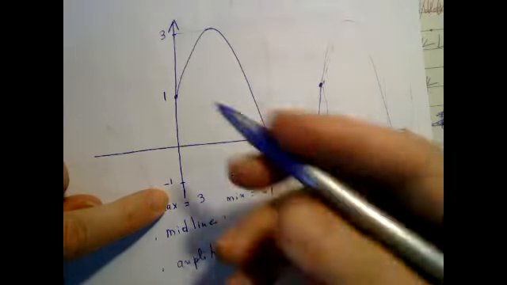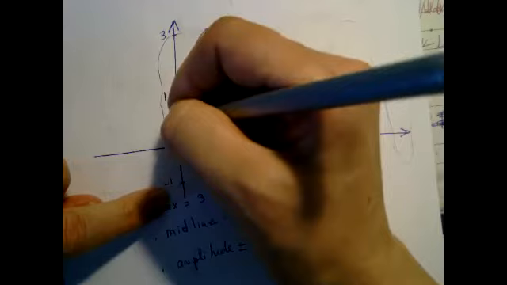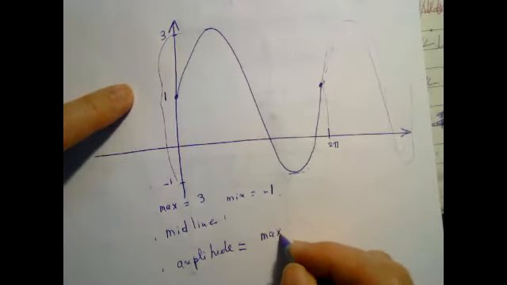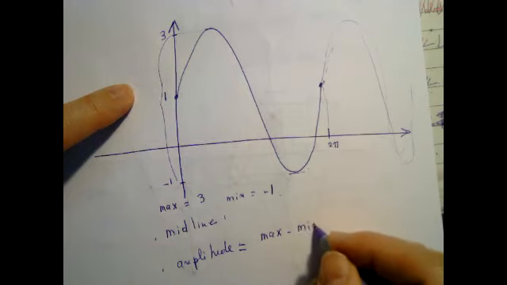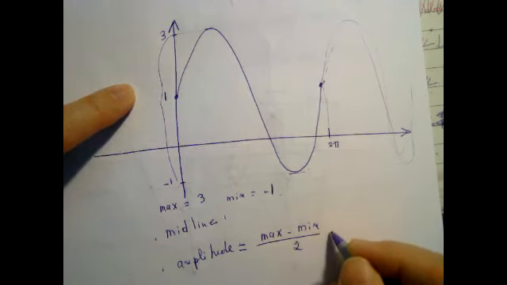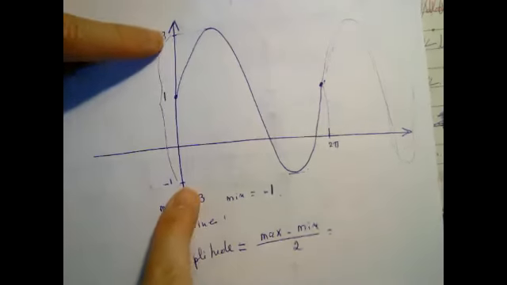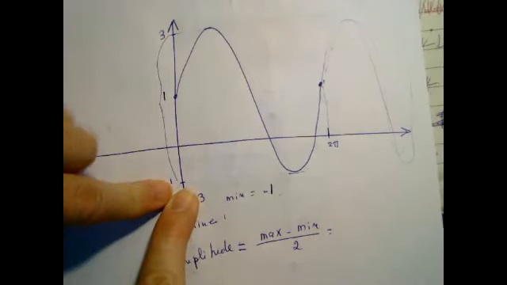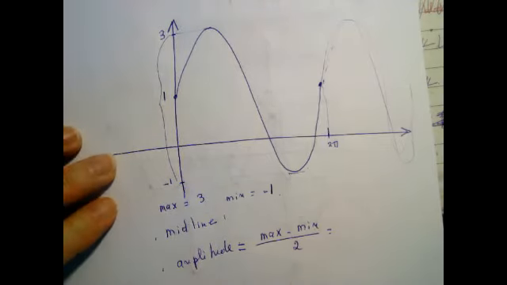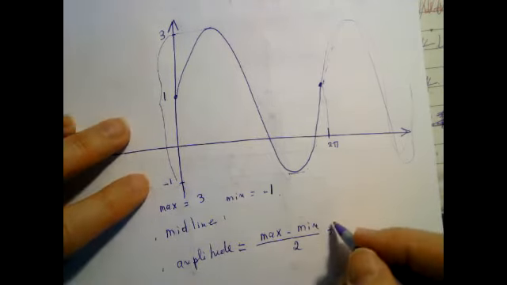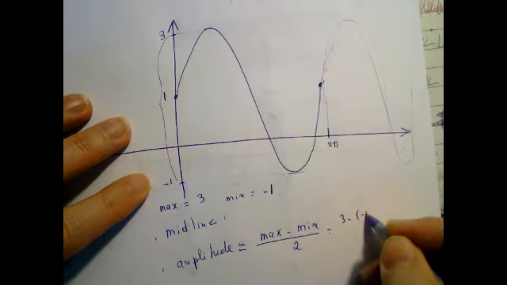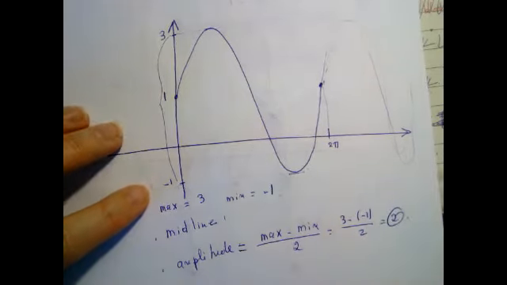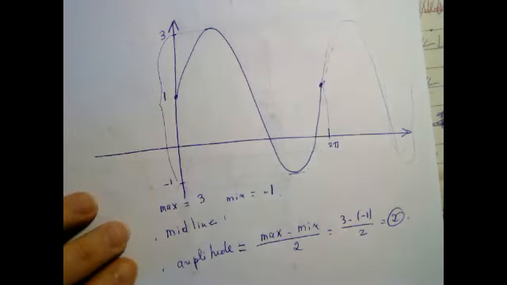So what is the amplitude? The amplitude is the difference between the max and the min, divided by 2. Or look at the picture: from here to here, you have 3 plus 1, which is 4, divided by 2 is 2. Or apply the formula: 3 minus -1, over 2, which is 2. That's my amplitude.